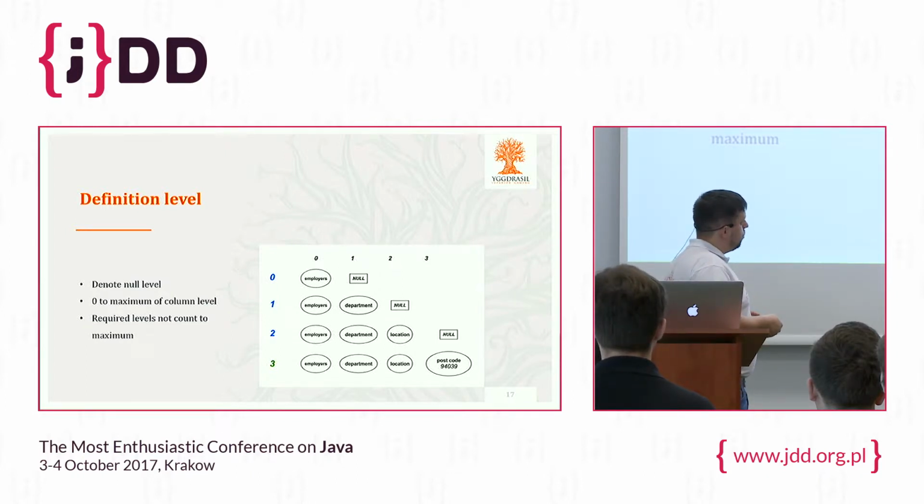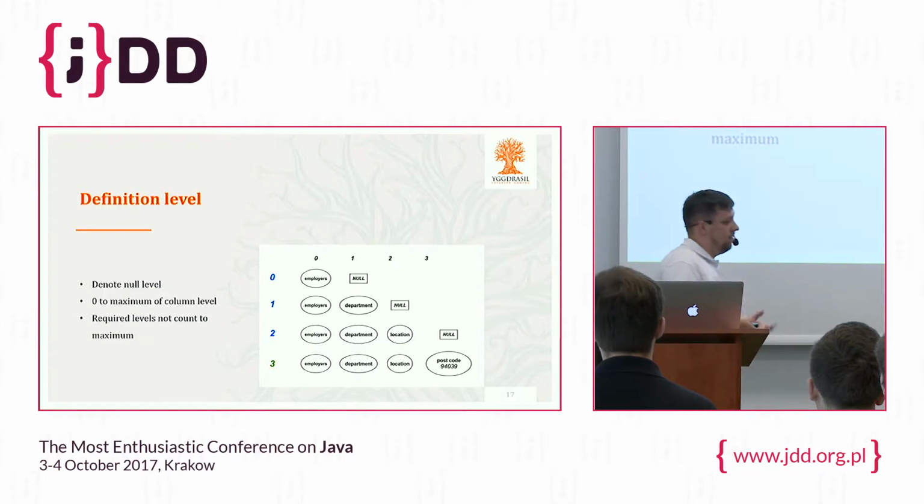To simplify things even more, we can calculate the maximum definition level from the schema, and if the definition level for a specific column is the same as the maximum, that means we have a defined value. That's very simple.